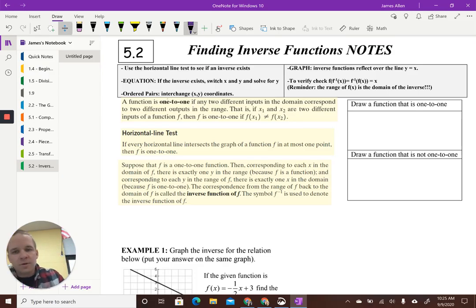All right, so first thing, a function is one-to-one. I'm right here in this first yellow box. If any two different inputs in the domain correspond to two different outputs in the range. Okay, this is our more robust language for pre-calc counters. That is, if x1 and x2 are two different inputs of a function f, then f is one-to-one if f of x sub 1 does not equal f of x sub 2. And that's generic to any 2 points, okay?